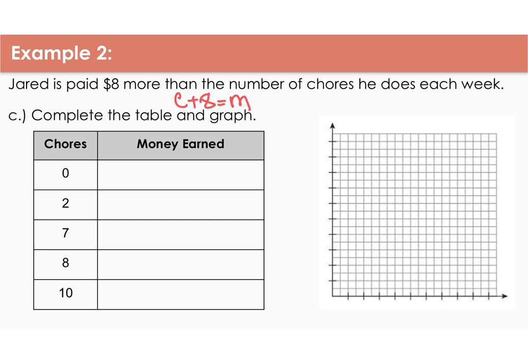So if I have 0 chores, that means I'm going to put in 0 for C. So it's 0 plus 8 equals 8, which is the money earned. So $8. Here, I would just exchange the C for the 2, and that would be $10.